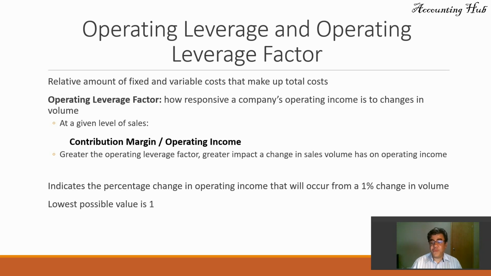So the more fixed costs we have compared to variable costs, the greater will be our number, because we will have a higher contribution margin, because we have a lower variable cost. The greater the operating leverage factor, the greater impact a change in sales volume has on operating income. It indicates the percentage change in operating income that will occur from a 1% change in volume. The lowest possible value is 1, where we have no fixed cost, only variable cost.